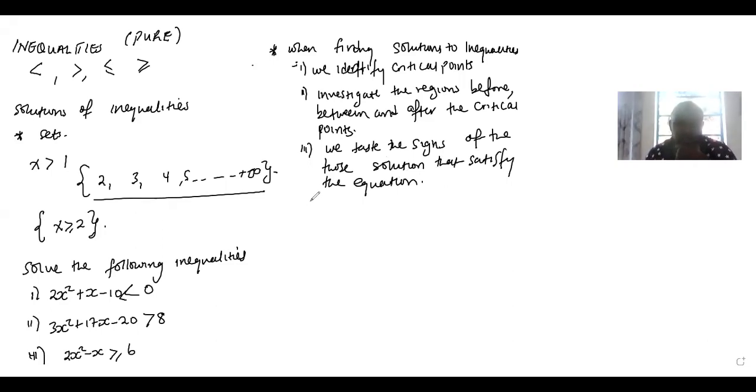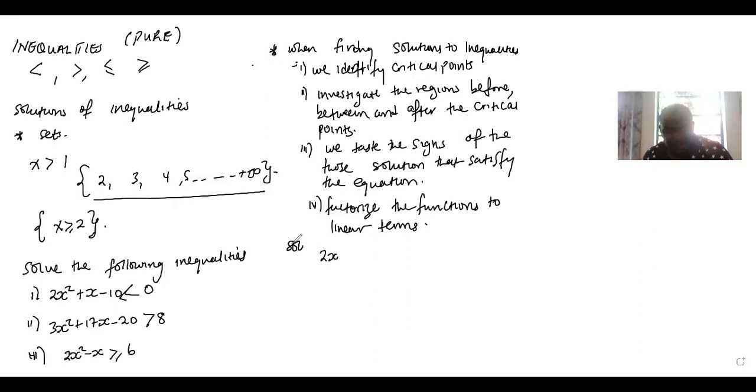And then also we should factorize the functions to linear terms. Now, according to what we have so far, can someone factorize for me 2x squared plus x minus 10 is less than zero. Two numbers, when multiplied, you get negative 20. When added, you get one.